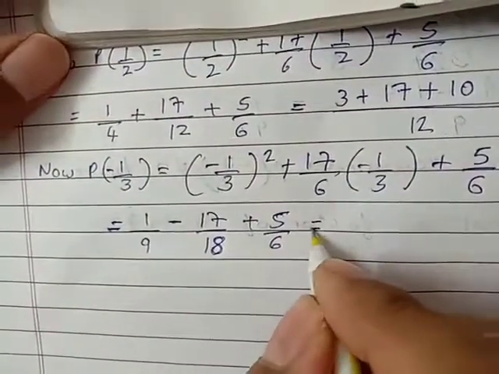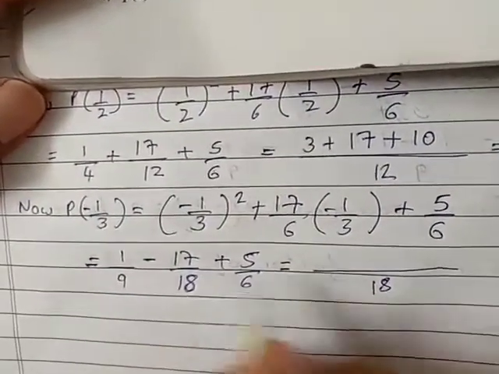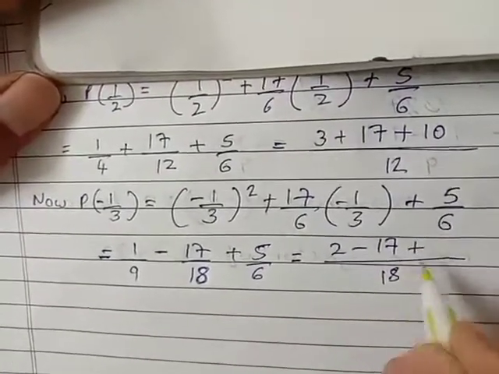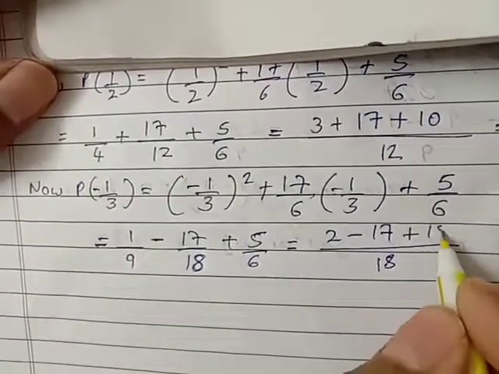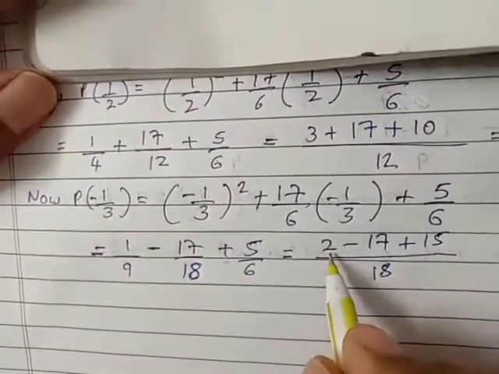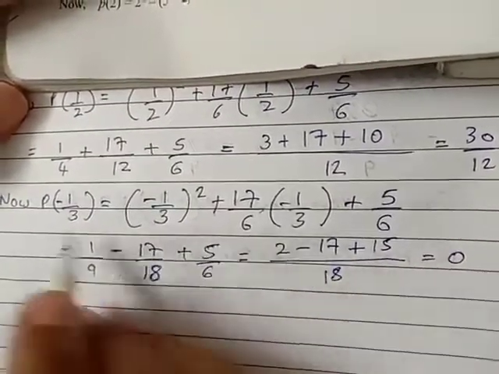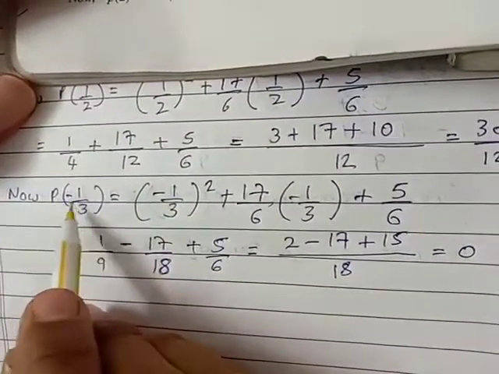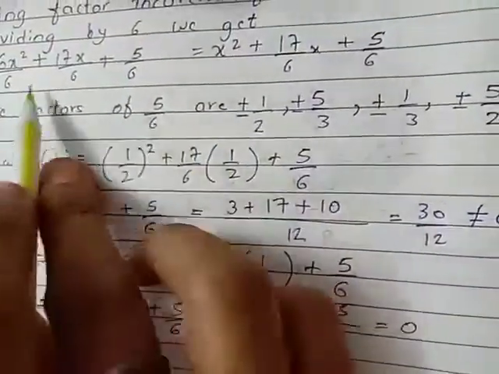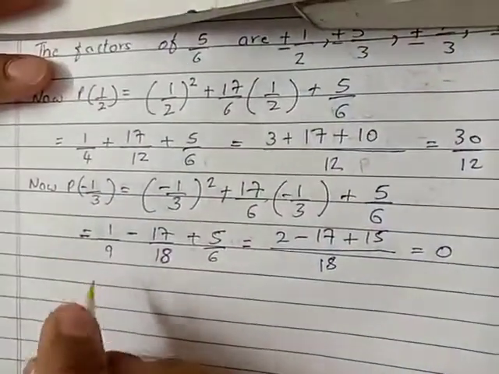Now if we solve this, the LCM will be 18. 9 2s are 18, 2 1s are 2, 17 will remain as it is. 6 3s are 18, so 5 3s are 15, plus 15 plus 2 is plus 17, plus 17 minus 17 is 0. So we got p of minus 1 by 3, on substituting in this equation, we got the answer as 0. Now let's find one more.